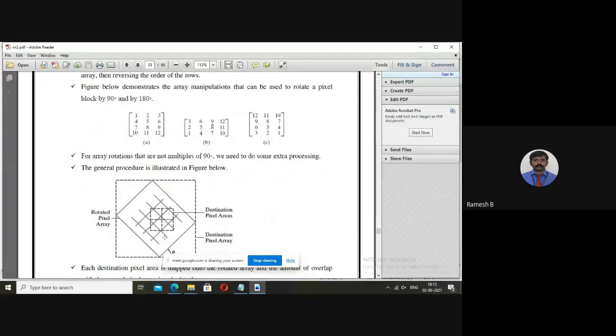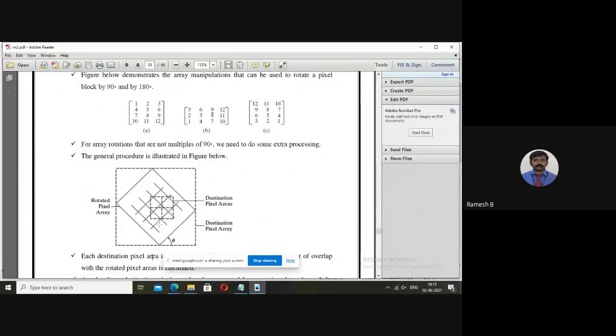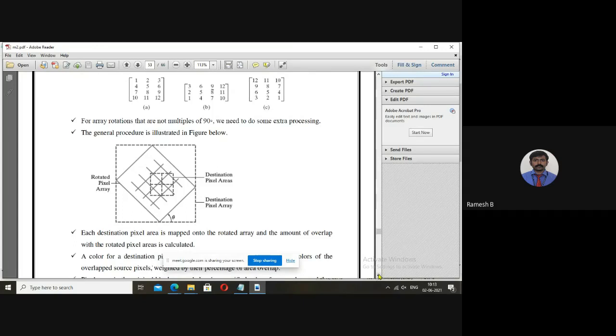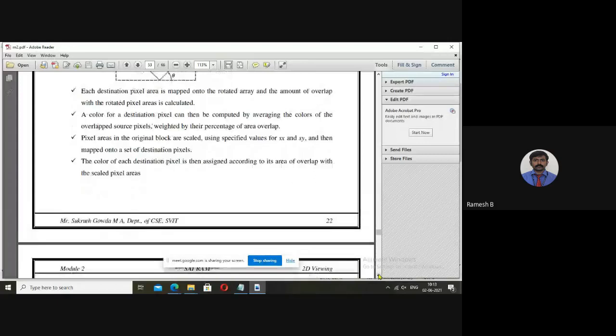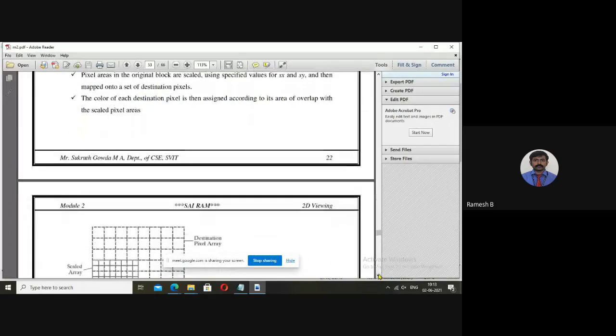Now if you want to do some extra processing, we can implement an array of pixels. We can consider only an array of pixels, and we can move from one location to another location. So this object has been rotated here, and the destination pixel area is represented by using 4 quadrants. These kinds of transformations are known as raster transformations.